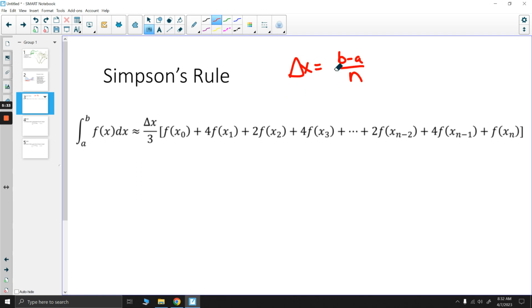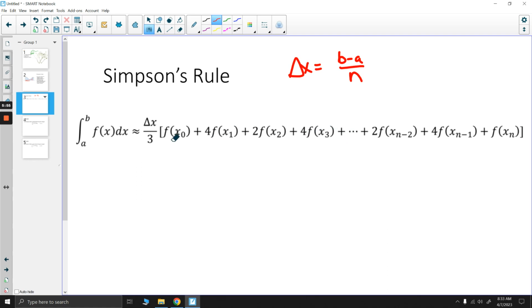But that may be beneficial to remember as well. Basically, we take this delta x and divide it by 3, okay? And then we take the first y value, so our initial point, x sub naught, then plus 4 times the second one, plus 2 times the third one, plus 4 times the fourth one, plus 2 times the etc.